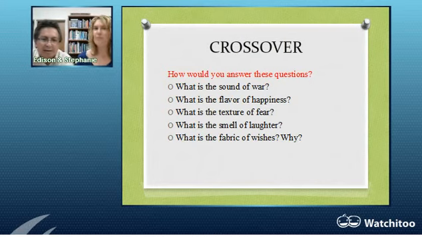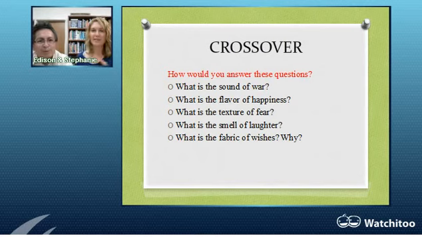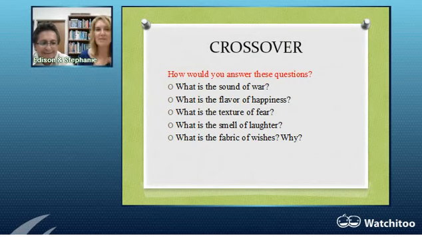Right. But normally when you talk about flavors, you're talking about food or drinks. You're not talking about happiness. Yeah. So what is the flavor of happiness? That really makes the student think. What senses am I using? What makes me happy? How can I explain this connection?